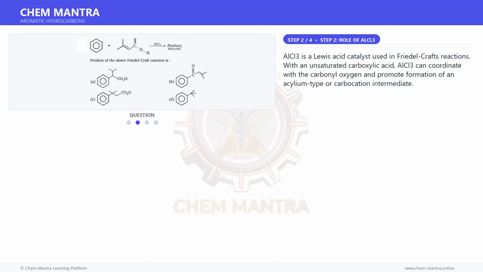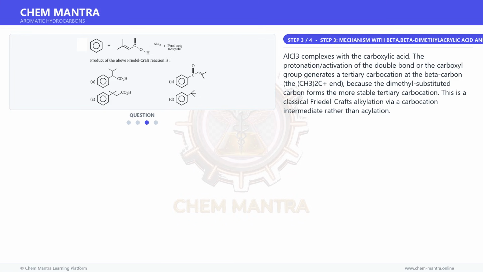AlCl3 is a Lewis acid catalyst used in Friedel-Crafts reactions. With an unsaturated carboxylic acid, AlCl3 can coordinate with the carbonyl oxygen and promote formation of an acylium type or carbocation intermediate. Moving on to the next step. AlCl3 complexes with the carboxylic acid.